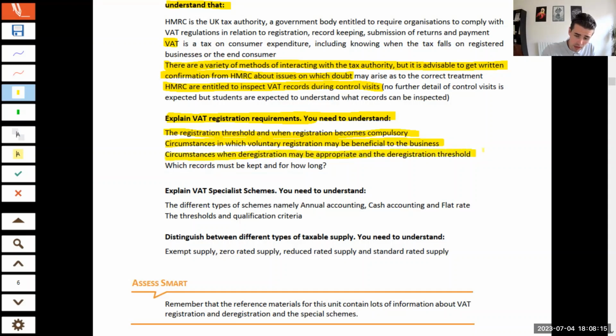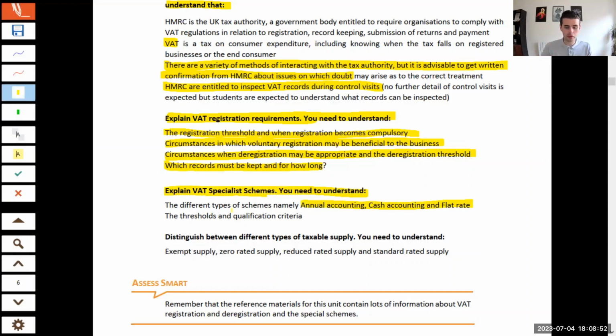Circumstances where a deregistration may be appropriate. So again, all this information about thresholds is listed in the reference material. And again, record keeping, how long we should hold on to documentation and what type of documents we need to keep hold of. Equals to those different registration thresholds, etc. You've got your different types of schemes, okay? For example, your annual accounting, cash accounting, flat rate. Now again, the reference material won't tell you in detail what these different schemes are, but again, it will give you the information regarding the different thresholds, registration, deregistration, okay?